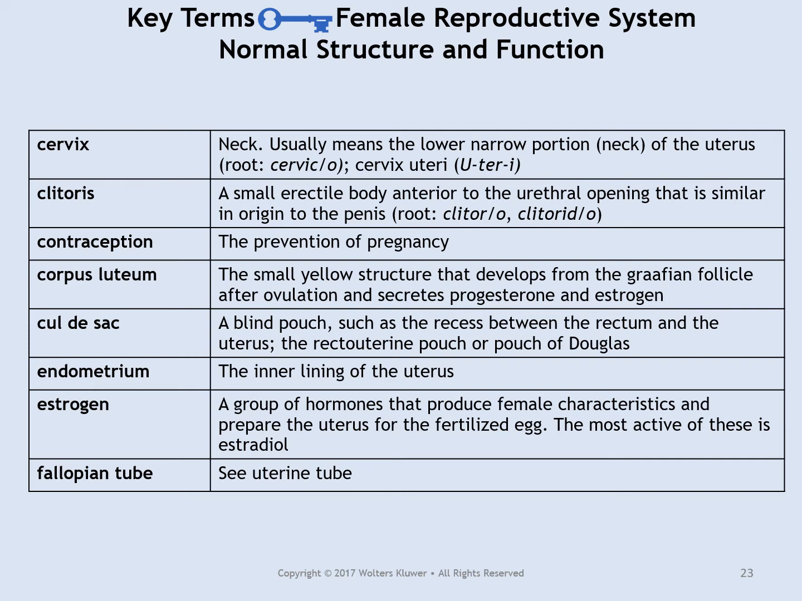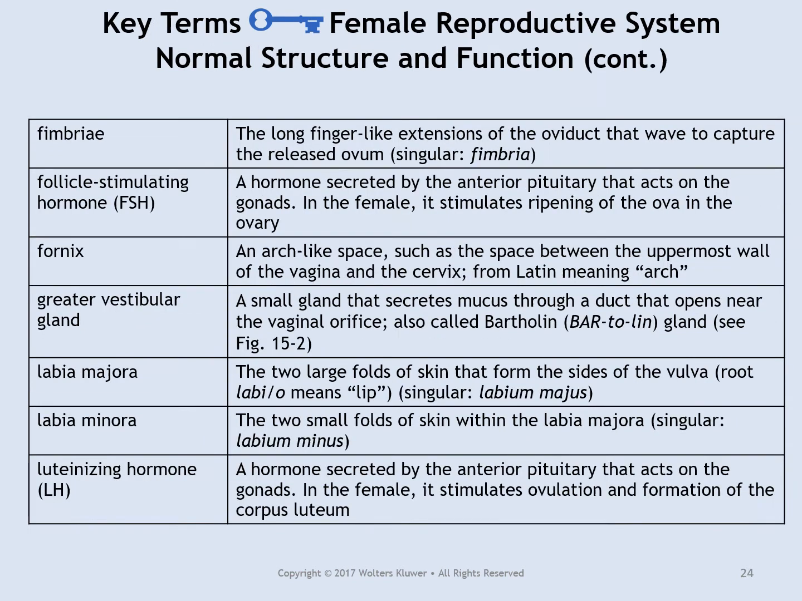So here are some key terms you're going to want to keep track of, just professionally and for your quizzes and tests. The cervix is the lower part of the uterus. The clitoris is an erectile body above the urethral opening. Contraception, we just talked about, corpus luteum. Cul-de-sac, that's a term you probably won't be seeing that much. And uterine tube and fallopian tube are interchangeable terms. Fimbriae, the fingers that sweep the ova into the oviduct.